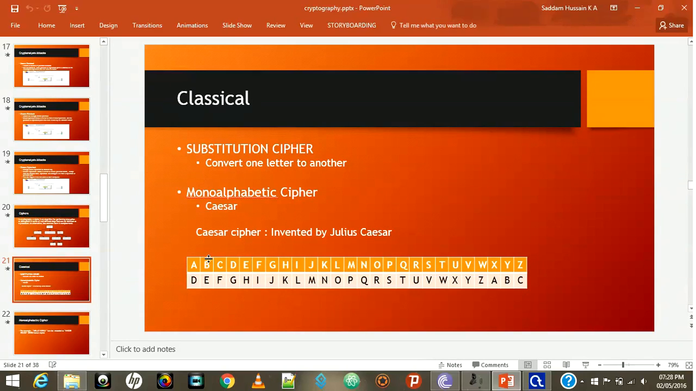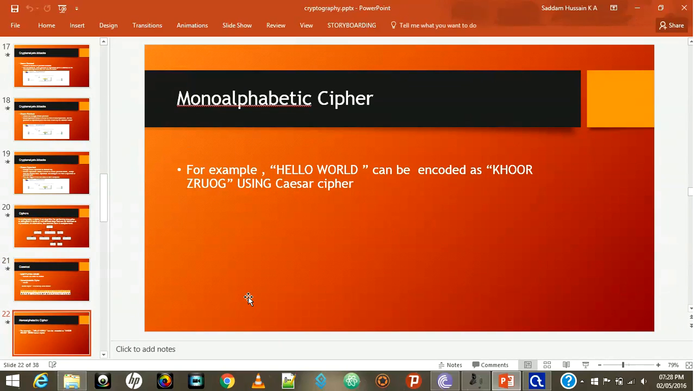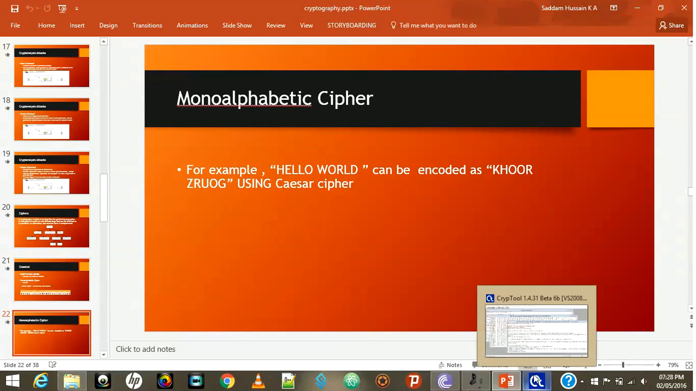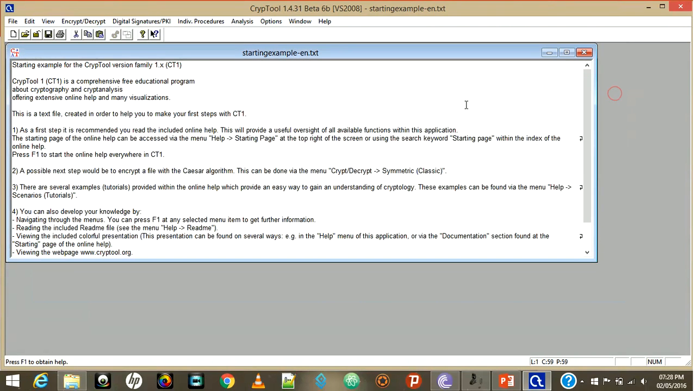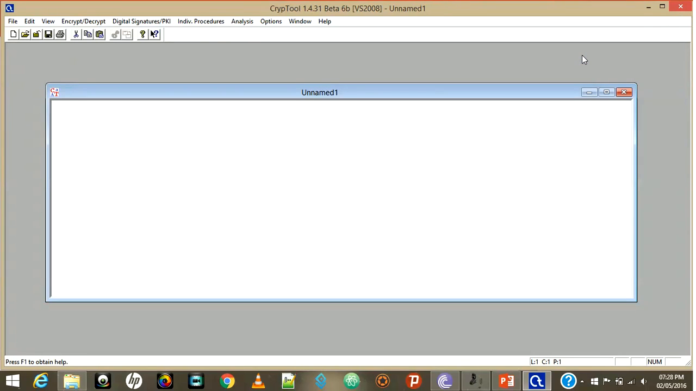This is the table given by Julius Caesar. A is substituted by D, B is substituted by E, C is substituted by F, like that. It continues. We can change it. For example, hello world can be encoded using the Caesar cipher. Okay, let's see this example in the crypto tool. Okay, I'll close this. We'll take a new example as hello world.